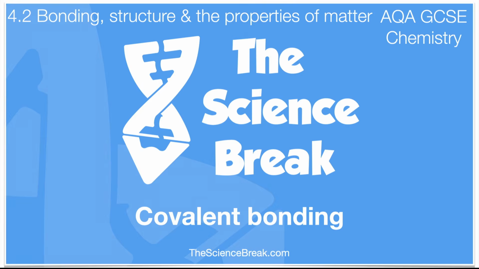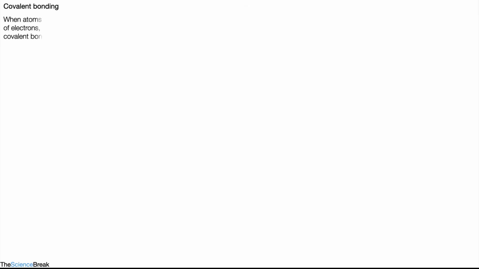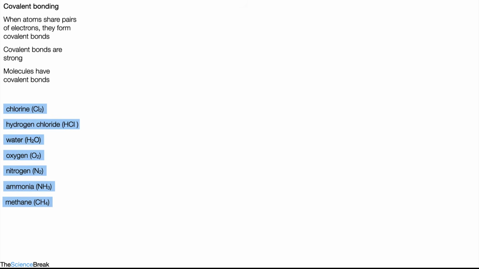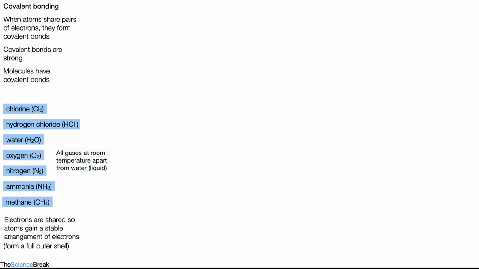Let's take a look at covalent bonding. When atoms share pairs of electrons, they form covalent bonds. Covalent bonds are strong, and all molecules have covalent bonds. We associate the word molecule with covalent bonds, so therefore ionic structures do not have molecules. There are several covalent structures or covalent compounds and substances we need to know. Those are listed there. Also, please remember, electrons are shared, so atoms gain a stable arrangement of electrons. In other words, they form full outer shells.